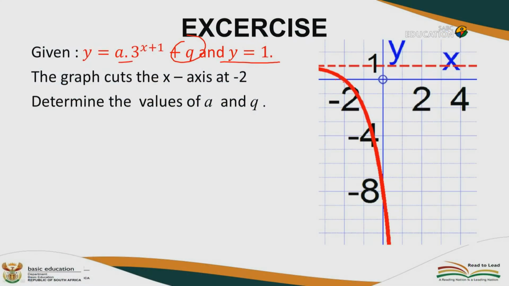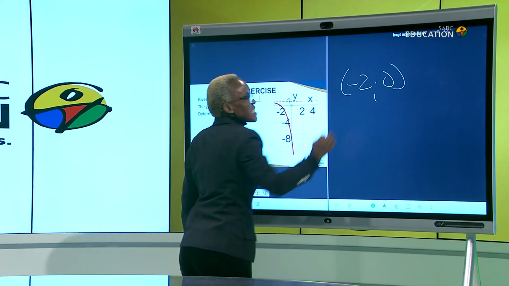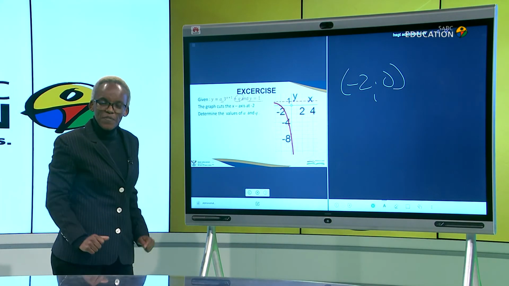So I can substitute that point of -2 and 0. My point is -2 and 0. That is the x-intercept of that graph.